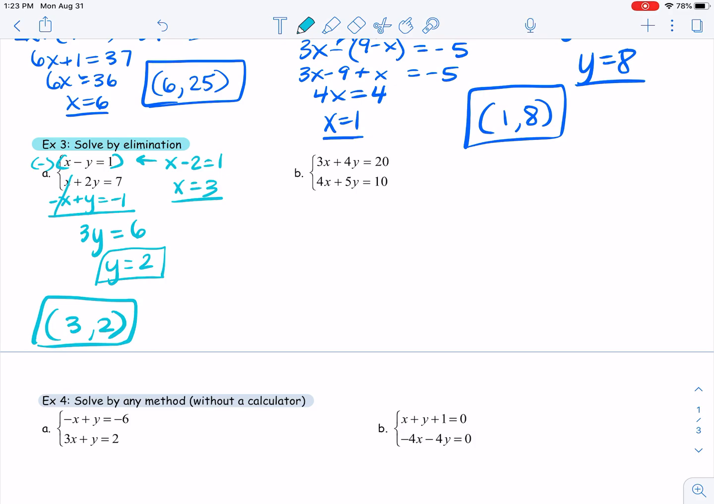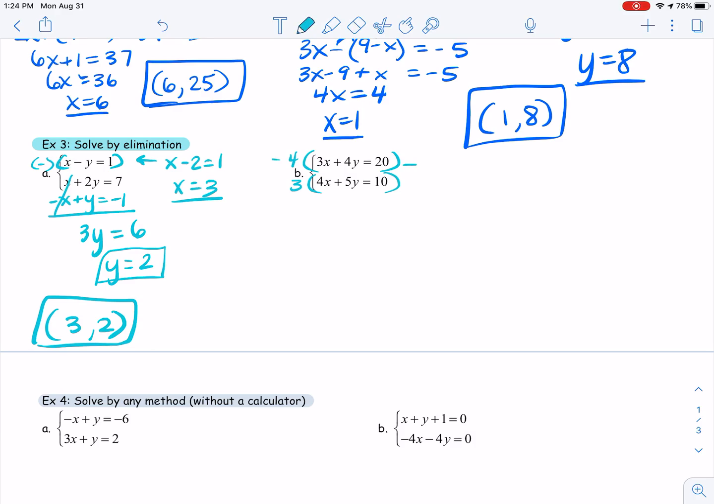I'm going to go ahead and multiply this first one by a negative 4, and then I'll multiply the second one by 3. Because the 3x is positive and the 4x is positive in the original two equations, I need to multiply one of those equations by a negative something. It could have been the negative 4 like I'm doing here, or it could have been the negative 3. It doesn't matter. I'm just choosing to go negative here.